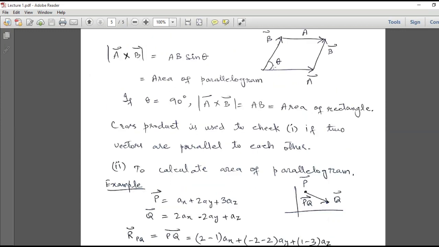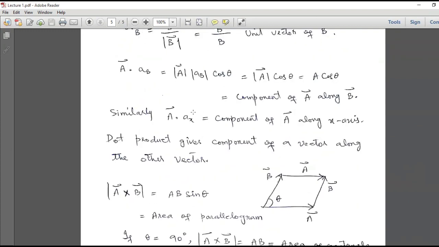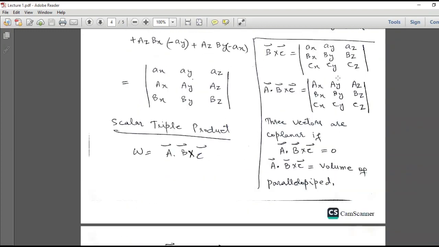Even if theta is equal to 90 degrees, the cross product magnitude will be equal to AB, and that will actually be the area of the rectangle. So the cross product is used to check if two vectors are parallel to each other, and secondly, it is used to calculate the area of the parallelogram. So if the cross product of two vectors is equal to 0, it means the two vectors are parallel to each other. So there are two benefits of the cross product, two benefits of the dot product, and two benefits of the scalar triple product.